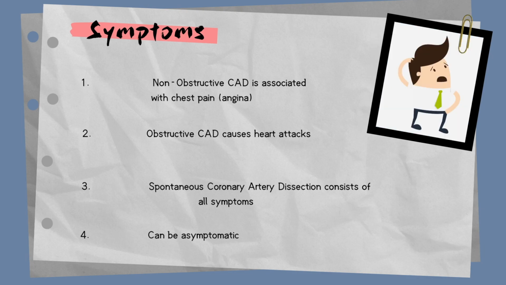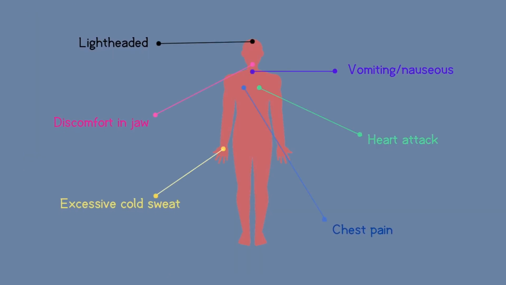CAD is initially asymptomatic, which means it might not show signs until it progresses, although it progresses super slow. Other symptoms can include fatigue, always being tired, excessive cold sweat like chills, constantly vomiting or feeling nauseous throughout the day, discomfort in the jaw or pain occurring after a heart attack that could spread to those areas, and you tend to faint or feel lightheaded.